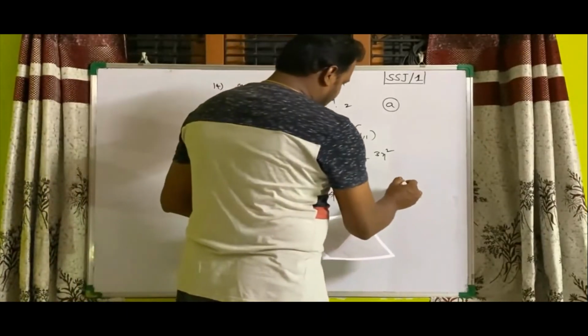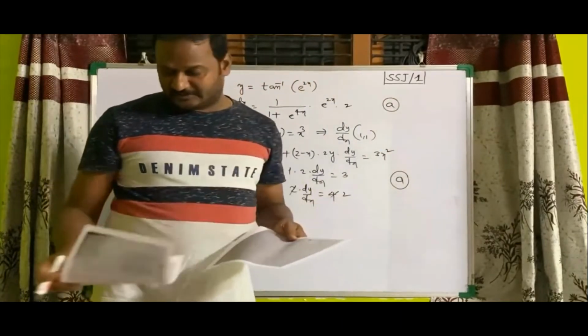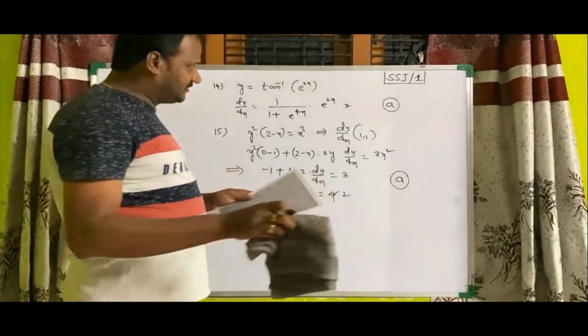So where is that 2 here? The option is A again. So that's all about 15th problem. And moving on to 16th problem here.